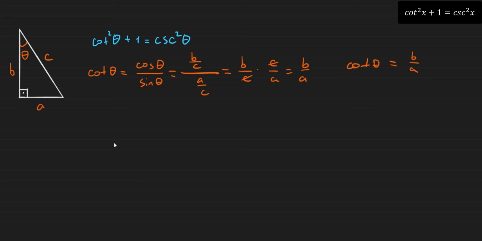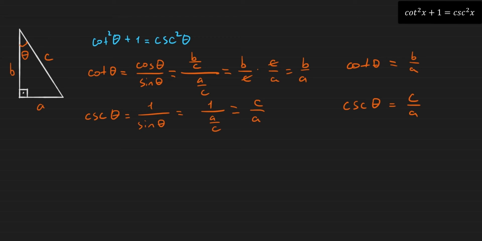And we also know that cosecant theta equals 1 over sine theta. Sine is A over C, or opposite over hypotenuse, so this is equivalent to C over A, and we can write that here. So cosecant theta equals C over A.